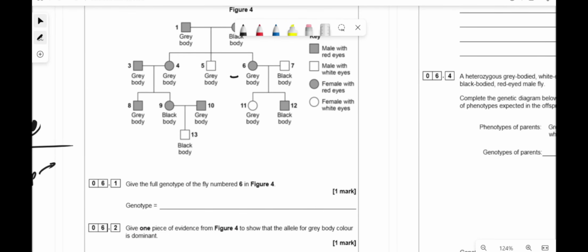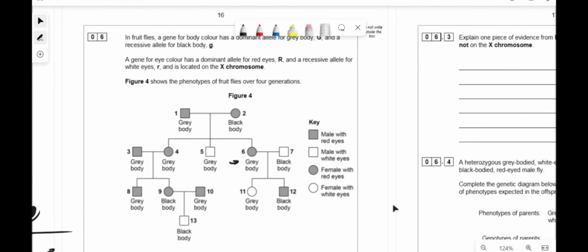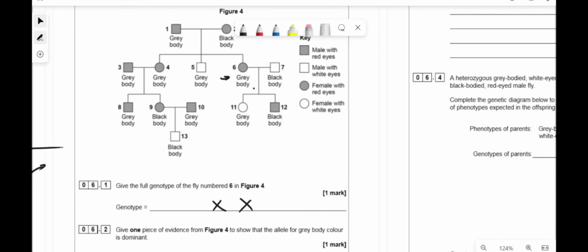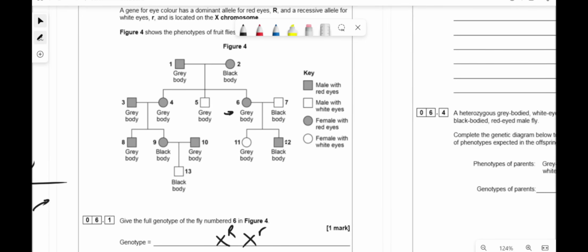All right, so it says give the genotype of the fruit fly numbered 6 in figure 4. So we're looking at this one here. Okay, so it's a female, so it's got to be XX. It's got red eyes, and red eyes is capital R. However, it has offspring with white eyes, so it has to be heterozygous. It can't be homozygous. So it's got to be big R, little r. It's got a gray body, but it has an offspring with a black body, so it has to be heterozygous for that too. So it's big G, little g.